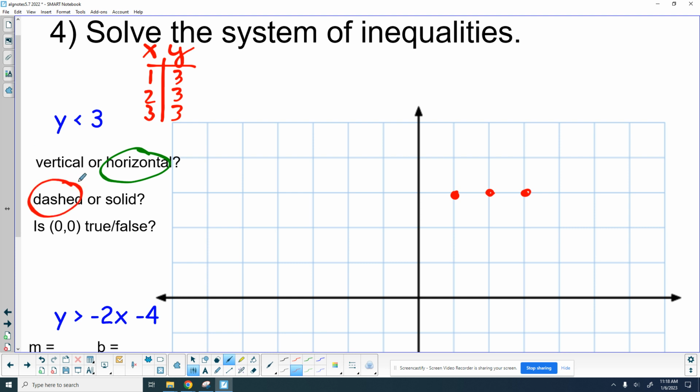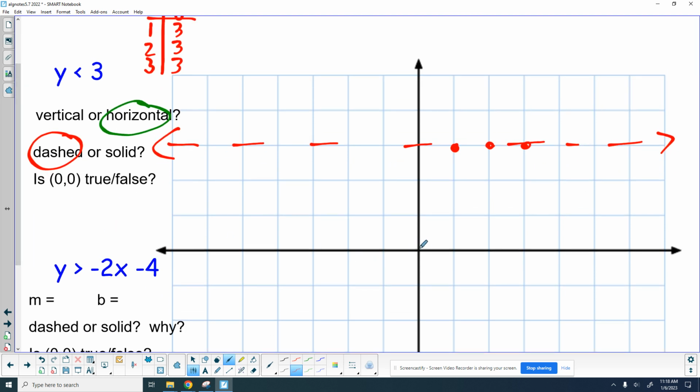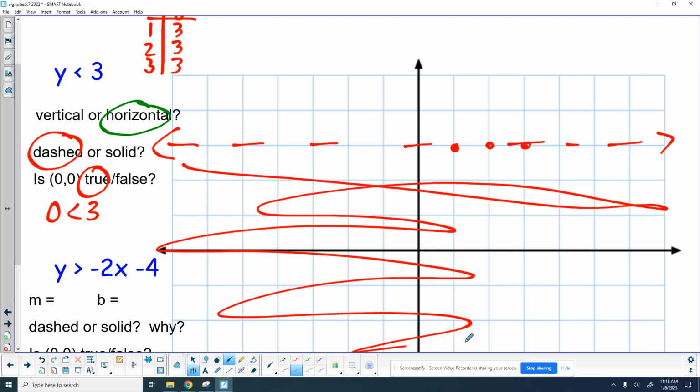It is a dashed line as well because there's no equal. So I'm going to dash all the way across. And then I'm going to test the origin. The origin is below it. So 0 is less than 3. That's true. So this is the true side where the origin is. So I'm going to shade under the line down here.